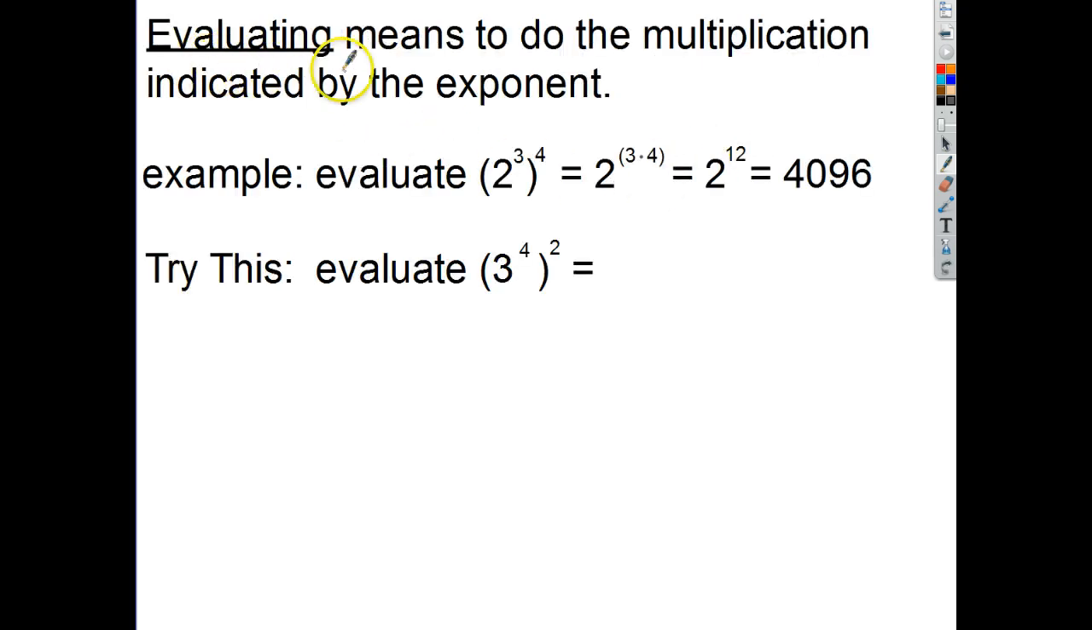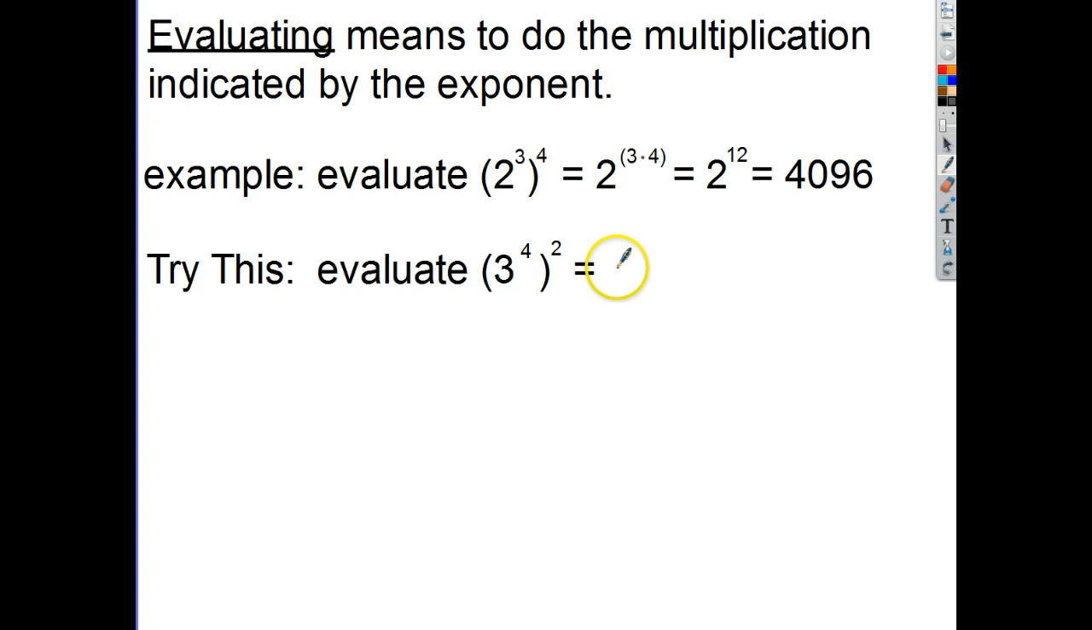Okay, evaluating means to do the multiplication that's indicated by the exponent. Okay, example, evaluate 2 to the 3rd raised to the 4th power. Well, we'll first off treat this as exponential numbers, and it's power raised to a power, so we multiply the 3 times the 4, we get 2 to the 12th power, and that's going to be, when you do the multiplication, 4,096. You take a minute to evaluate this one. Okay, so after working that one out, you should have got 6,561. All right, let's move on.